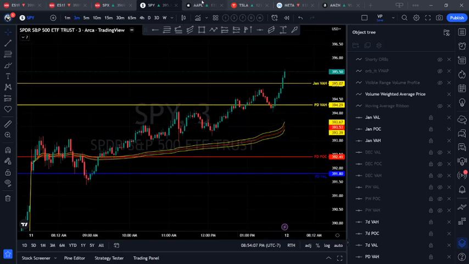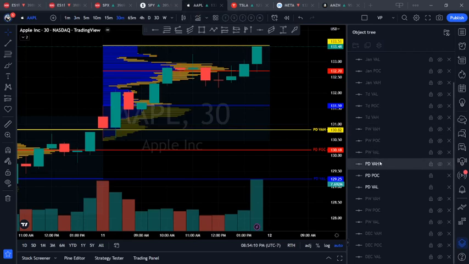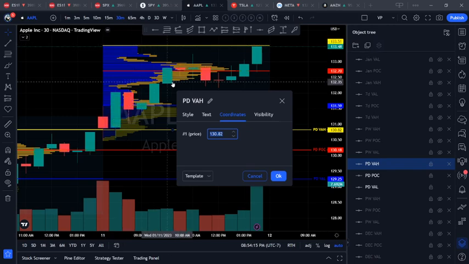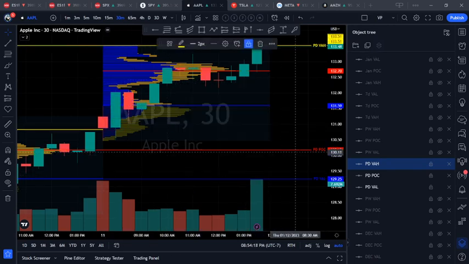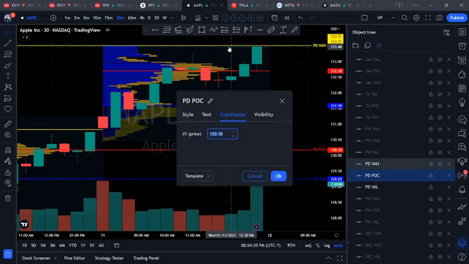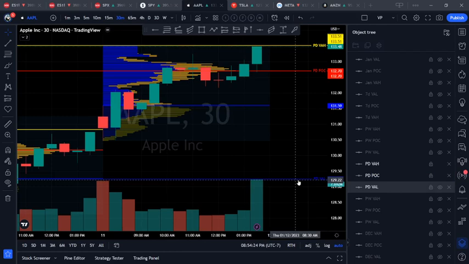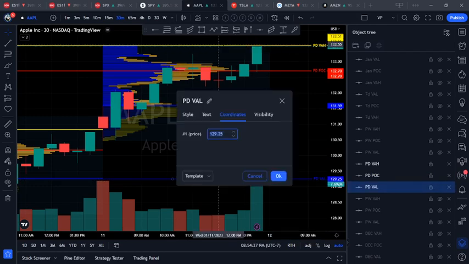All right, moving on to Apple. Value area high was 133.51. POC 132.70. Value area low, 131.59.